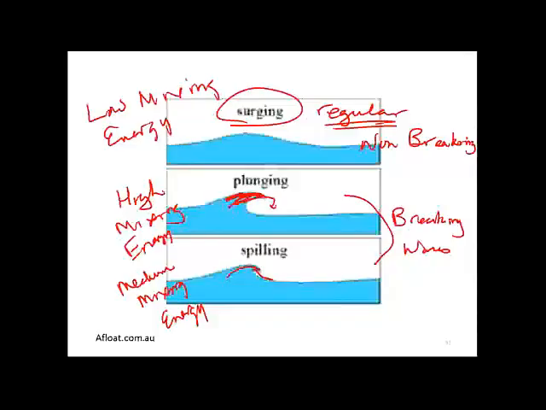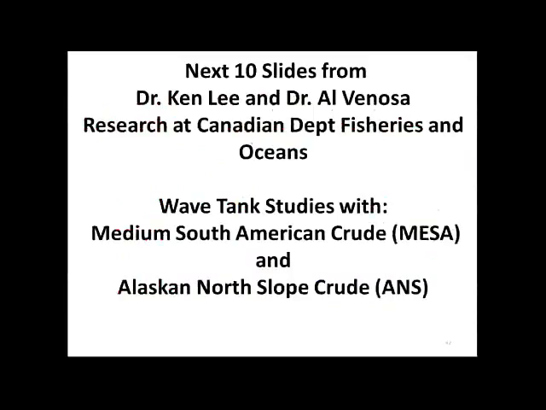Okay. So these next 10 slides I'm going to show you are from work done by Ken Lee and Al Venosa at the Canadian Department of Fisheries and Oceans, with some wave tank studies that they did. In this case, they used two types of oil. One was a medium South American crude oil, and the other was your Alaskan North Slope crude. The medium crude from South America is going to be labeled Mesa, and the North Slope crude from Alaska is ANS. All right?